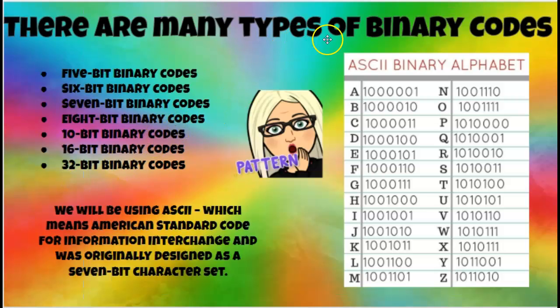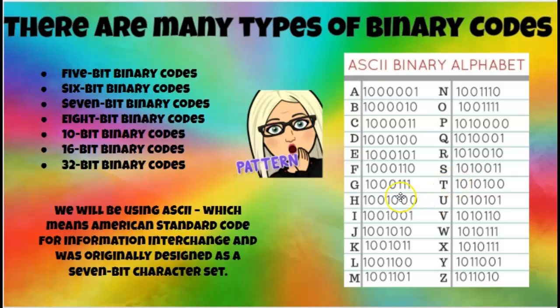So how many types of binary codes are there? Well, there are 5-bit binary codes, 6-bit, 7-bit, 8-bit, 10-bit, 16-bit, and 32. Can you see a pattern? 8, 10, 16, 32. So we will be using an ASCII type of binary alphabet system, which means the American Standard Code for Information Interchange, and it was originally designed as a 7-bit character set.